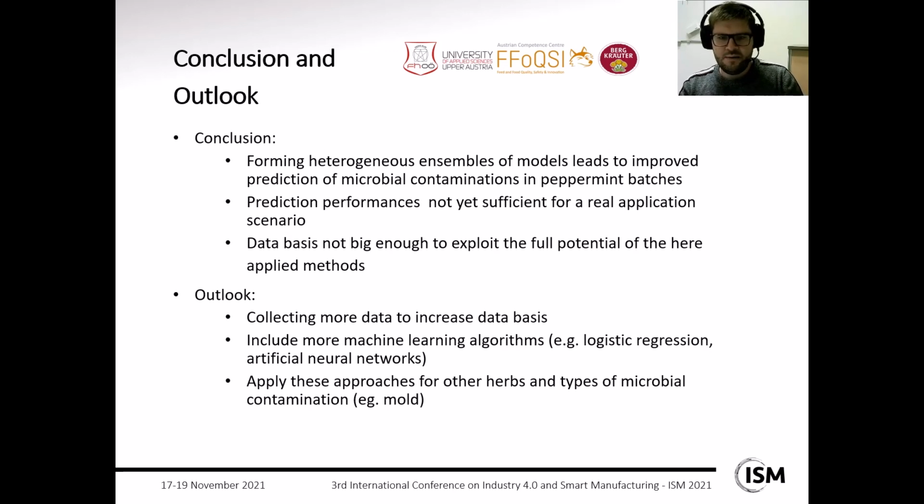But the main reason for these slightly bad results is mainly the database, because the database is not big enough to exploit the full potential of the methods. Because if we got even more data, then the results can be increased even further. So as I mentioned, we currently only have 88 data entries, which is not very much for a classic classification problem.